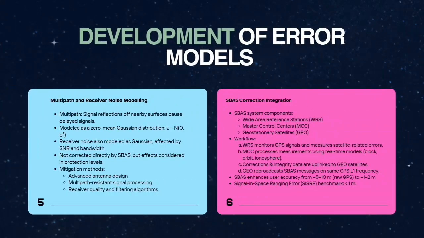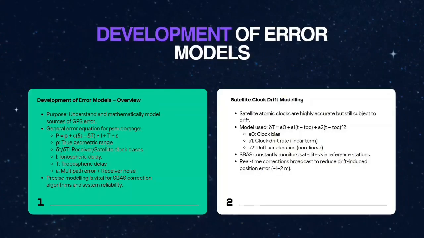SBAS correction integration. So let's talk about the satellite. Satellite atomic clocks are highly accurate but still subject to drift. So this is the formula used to understand the model. SBAS constantly monitors satellites via reference stations and real-time corrections are broadcast to reduce drift-induced position error, between 1 to 2 meters.